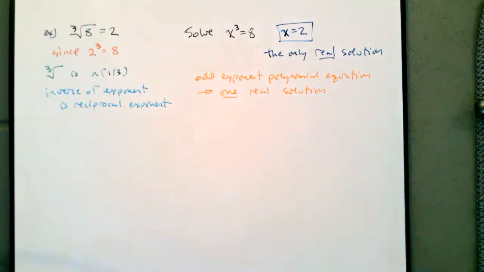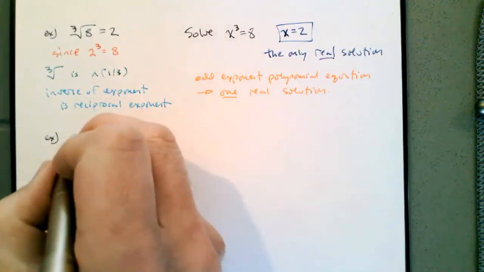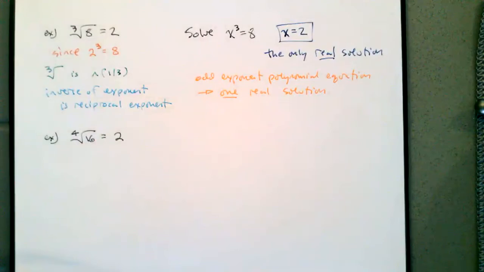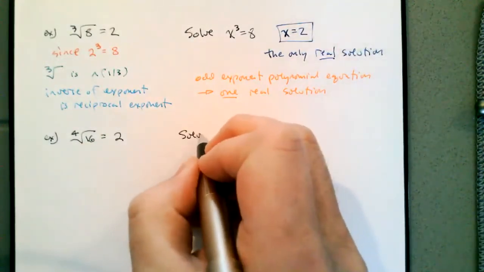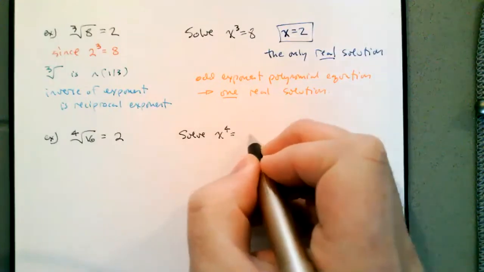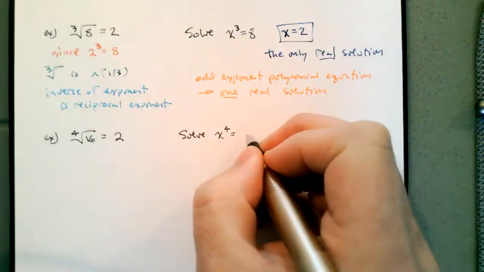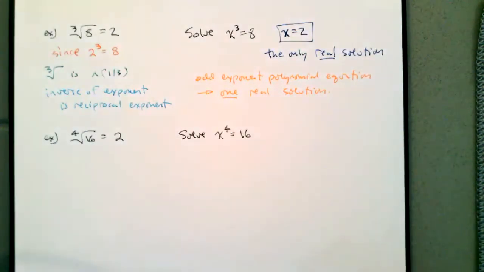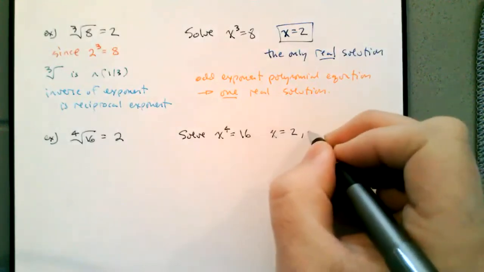We know that when we have a polynomial equation with an even exponent, we could get 0 or 2 real solutions. So we know that the fourth root of 16 is also equal to 2, since 2 to the fourth is equal to 16. If I ask you to solve x to the fourth is equal to 16, we know that there are 2 real solutions, x equals 2 and -2.